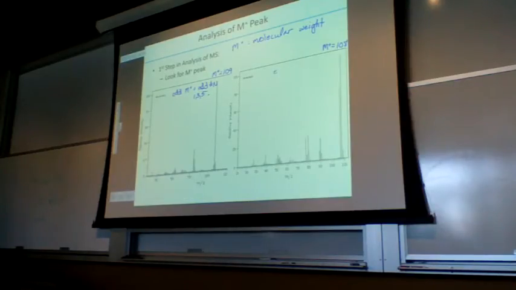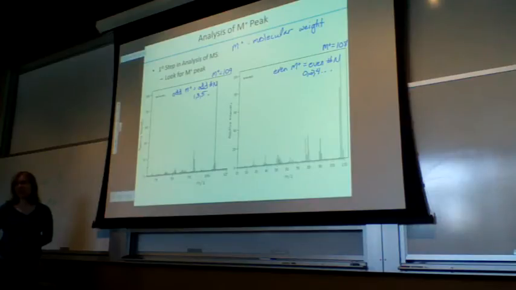If we have an even mass for our M plus, we have an even number of nitrogens. And that could be 0, or 2, or 4, etc. So just because you have an even mass doesn't mean there aren't nitrogens there, but you have an even number of nitrogens. If you have an odd mass, you know that there's a nitrogen there because there's actually not any other combination that gives you an odd mass.